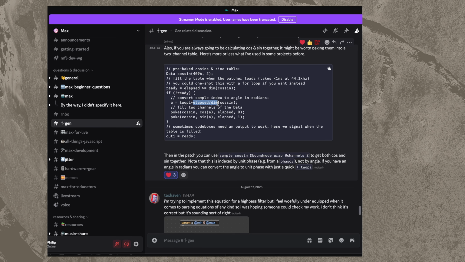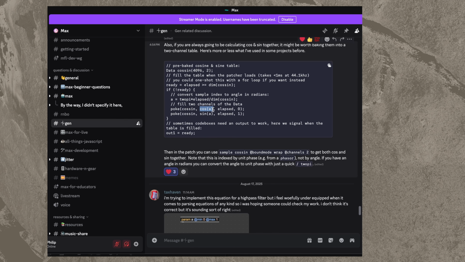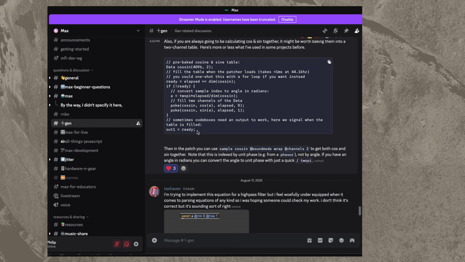So it's elapsed divided by the length of the buffer. So a normalized value between 0 and 1, multiply that by 2 pi to get a value in radians, and then just take the cosine and sine of those and stick them into the first and second channels of this cos-sine buffer. And then later, we also just report to the output, hey, this is done. And then later you can just use a peek operator to look up the sine and cosine.